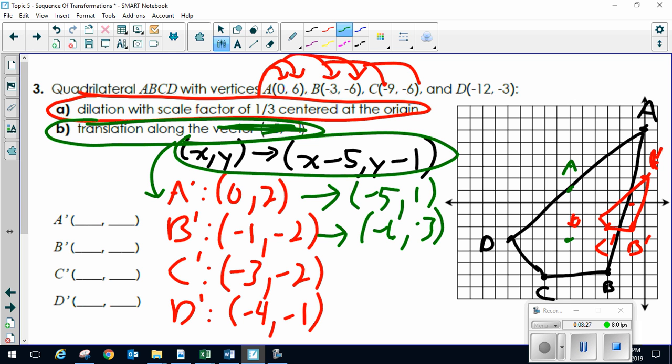So A prime's here. B prime's at negative 6, negative 3. So B prime would be here. Okay, then same thing. Negative 3 minus 5 is negative 8. And then negative 2 minus 1 is negative 3. So same idea. Right here, C prime. And then D prime, negative 4, that's at negative 9. Negative 1 minus 1 is negative 2.